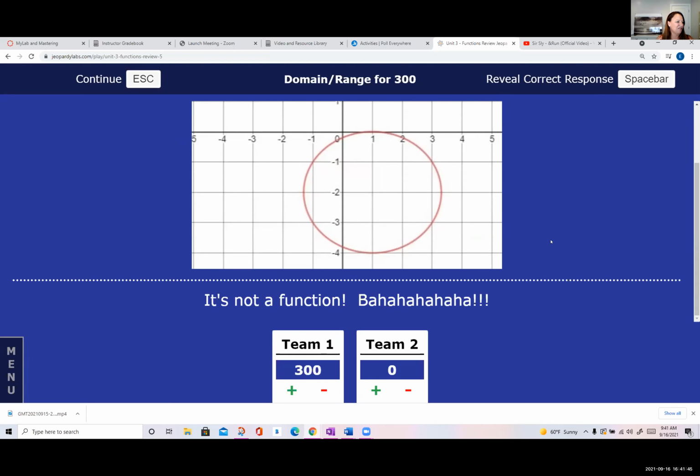And this is telling me it's not a function. Can someone tell me why this is not a function? I'm pretty sure it's because it doesn't pass the line test, right? Right. Since it's a circle, it doesn't pass the vertical line test because it passes through 2 Y coordinates, I believe.